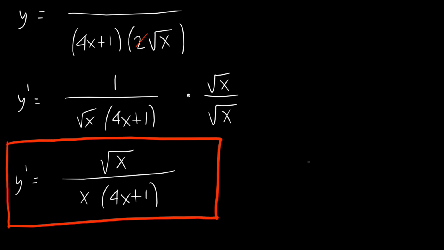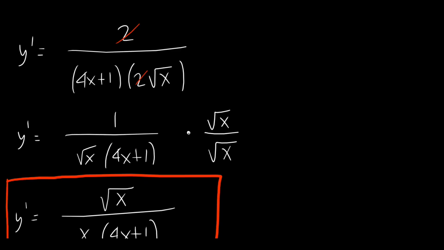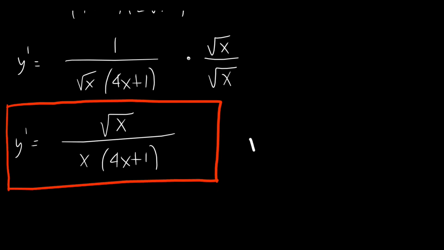So let's check if our answer is correct. Square root of x all over x multiplied by 4x plus 1. So our answer here is correct. So let's proceed to another number.